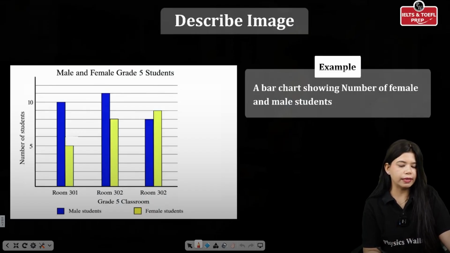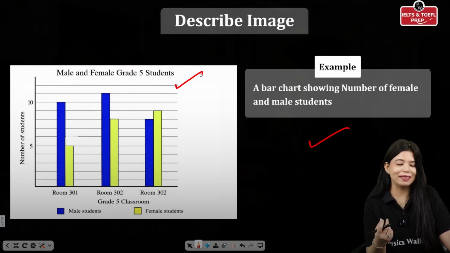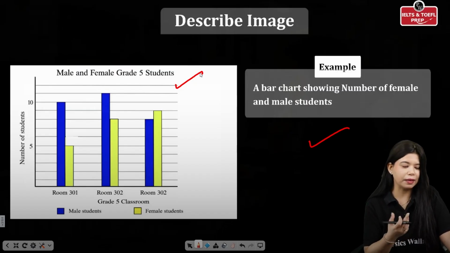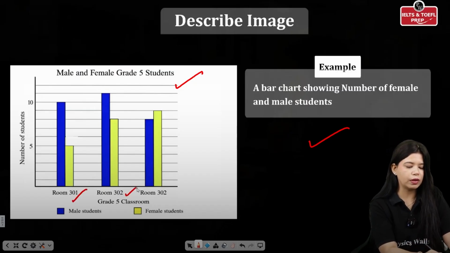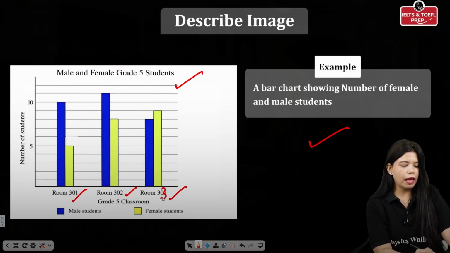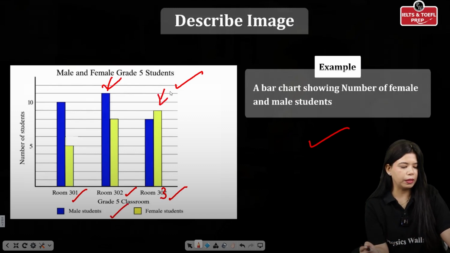And this is an example that I've taken for you. So if you see, you have a bar chart here showing number of female and male students. And please take 25 seconds nicely if you want to give a high scoring answer. Not 25 minutes, 25 seconds. Please use those 25 seconds nicely. Now, if we look at this bar chart, we see that there are 3 different rooms, 301, 302, 303. It should have been 3 here, right? And they're talking about grade 5 classroom. The blue bar is denoting male students and the green bar is denoting female students.